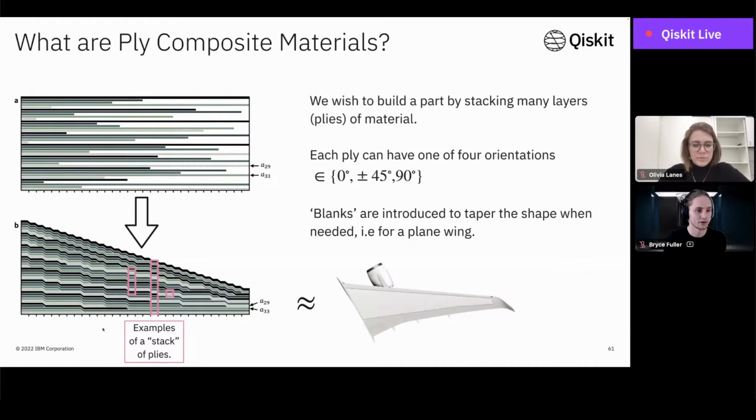And when I refer to something called a stack, I'm going to be referring to one vertical section of this plane wing, right? So I've chopped it up into discrete chunks. This would be an example of a specific stack, right? So up here, it would look like this. Cool.